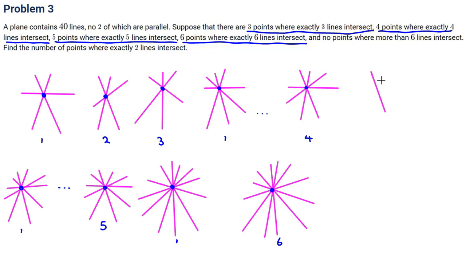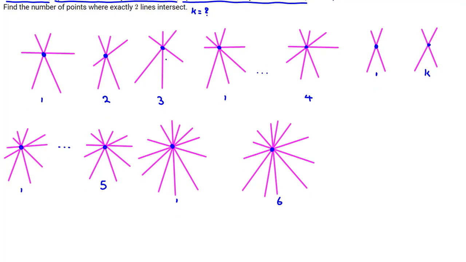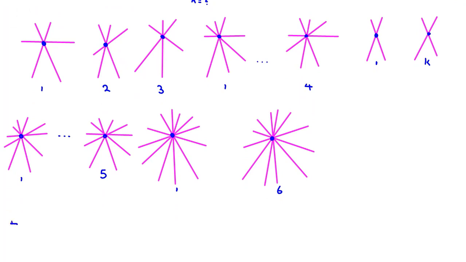So for 2 lines, we consider the number of them, for example, k. We have k points where 2 lines intersect, and the problem says find the number of them, which means k is what? Now for this problem, we want to consider the pairs. When you have 40 lines, how many pairs are there? For example, you consider L1 to L40.